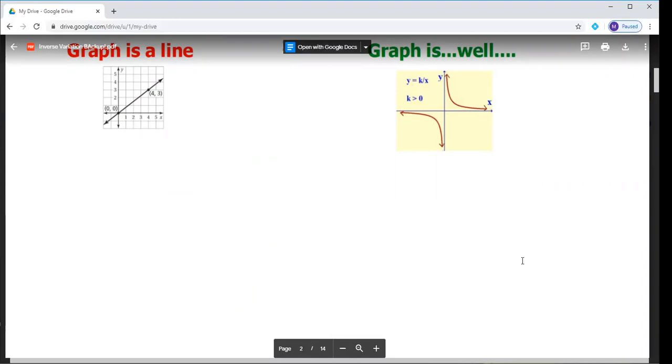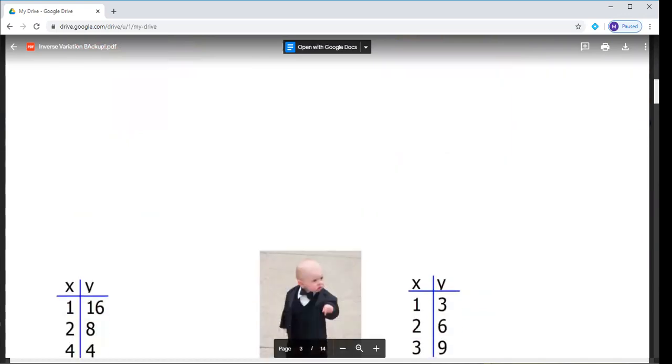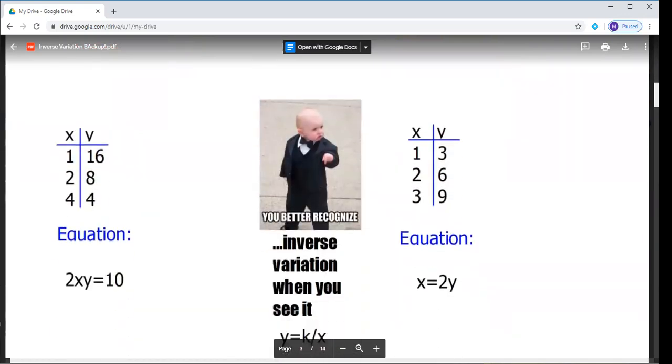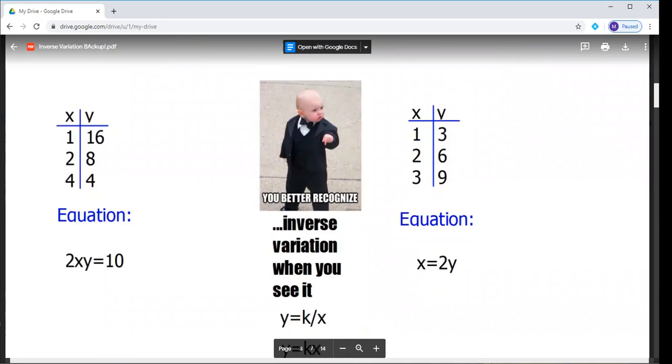And you'll notice that it has, in this case, this is the mother function here, y equals k over x. And it's got two lines where it never touches. Remember, we call lines like this asymptotes. It has a horizontal asymptote and a vertical asymptote, which in this case happen to also be the x and y axis. Okay, so these graphs are going to look very different from anything you've ever graphed before, but I don't want you to think that that means they're harder, because they're actually quite simple. So you better recognize inverse variation when you see it.